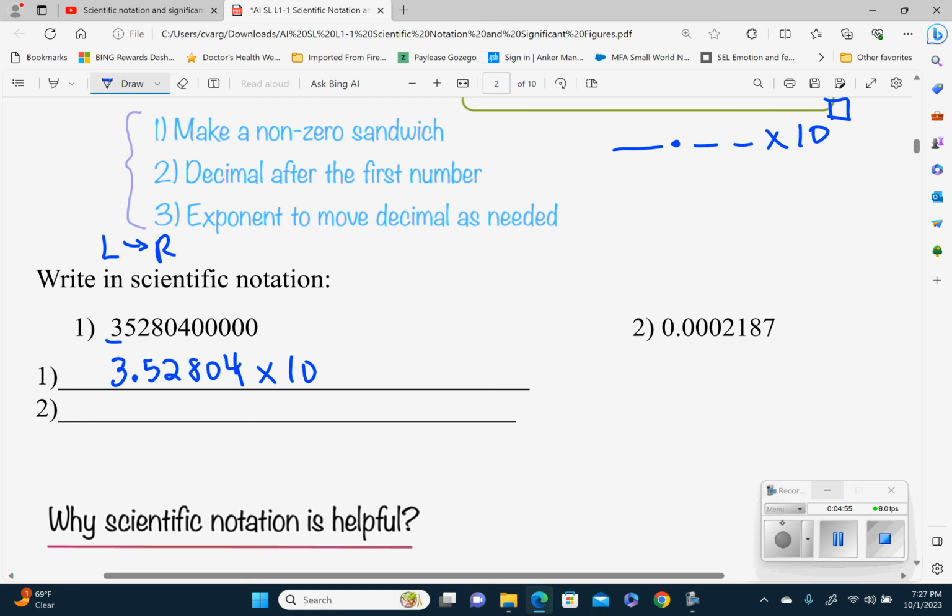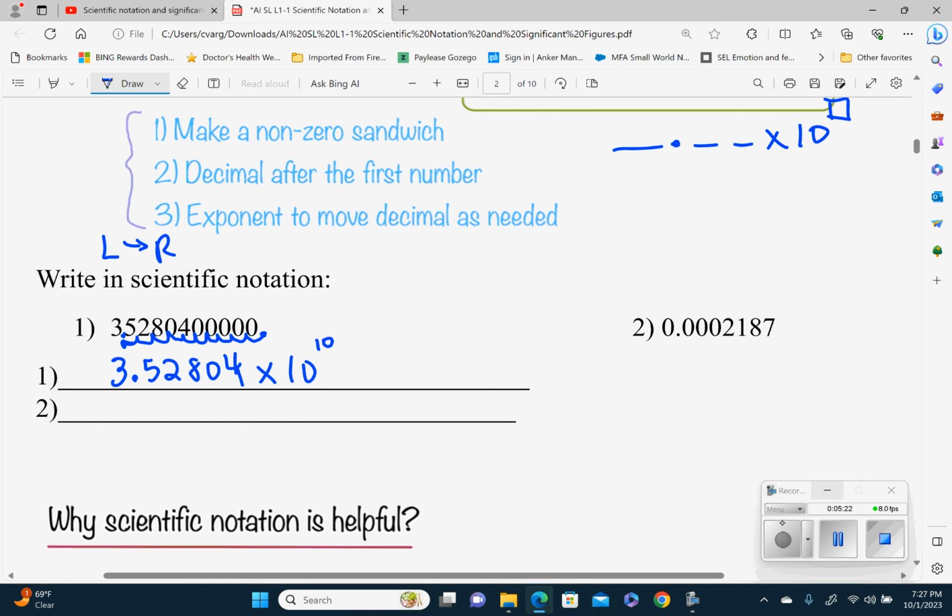And so now, if this was money, right, the decimal would be at the end, like this many dollars. So if I want to get the decimal to be between the 3 and the 5, we want to count how many times we're going to move this. 1, 2, 3, 4, 5, 6, 7, 8, 9, 10. So we're going to move it 10 places to the left, so that exponent is going to be positive.